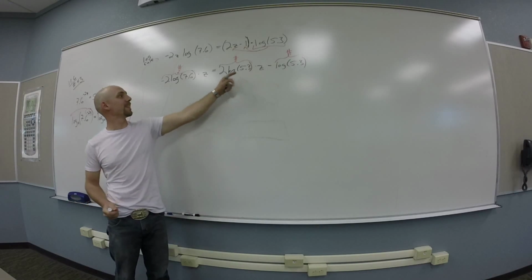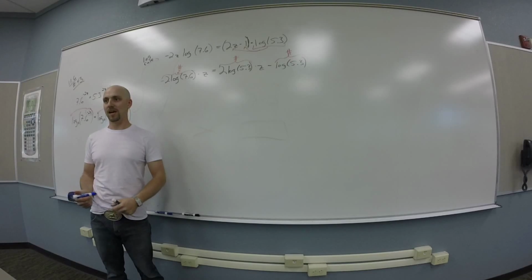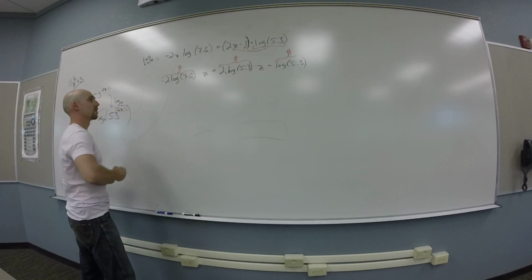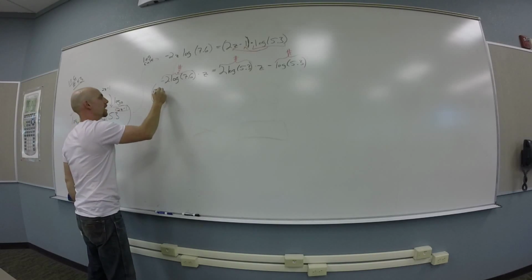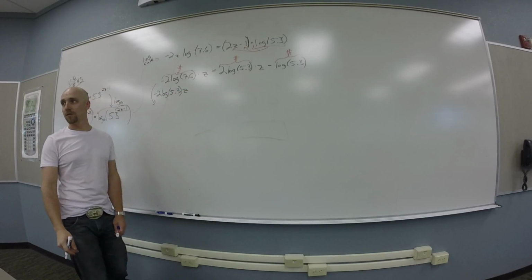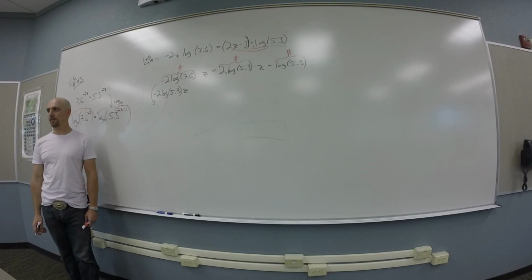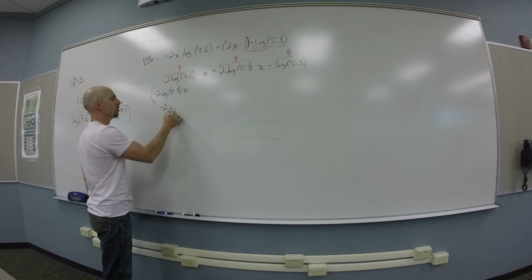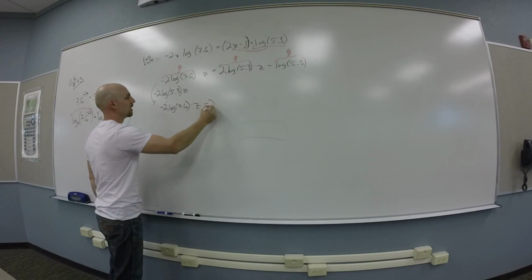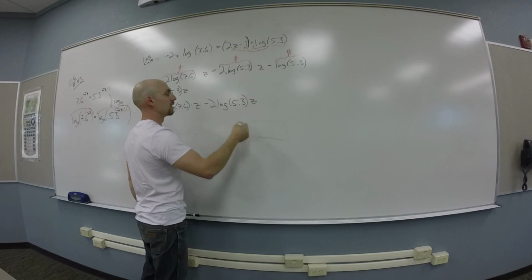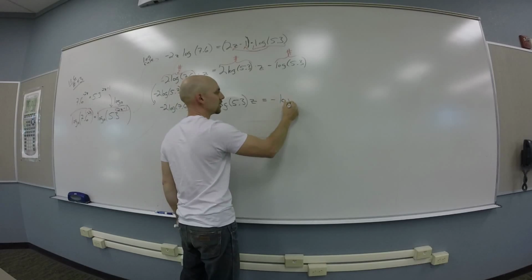So how do you get that thing over here? Subtract it. Yeah. So we're going to subtract 2 log of 5.3 z. You guys cool with that? So on the left-hand side, I've got my minus 2 log of 7.6 times z minus 2 log of 5.3 times z. And that's going to equal minus the log of 5.3.